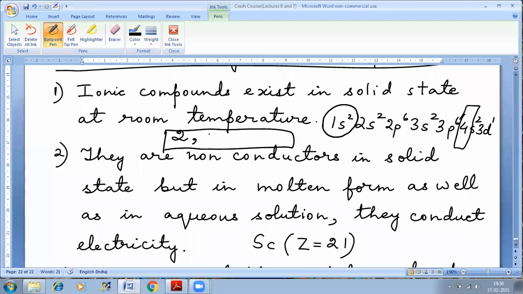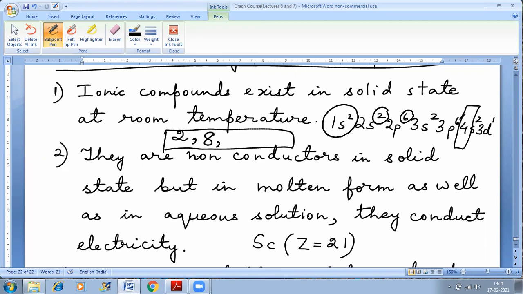Okay. So 2 is the number of electrons in the first shell. How many electrons are there in the second shell? 8. Correct. So how do you get 8? Because you said 2 here and 6 here. So 2 plus 6 is 8.